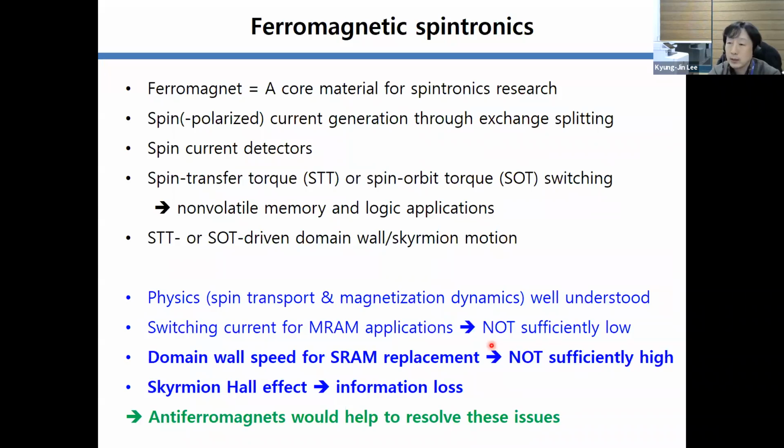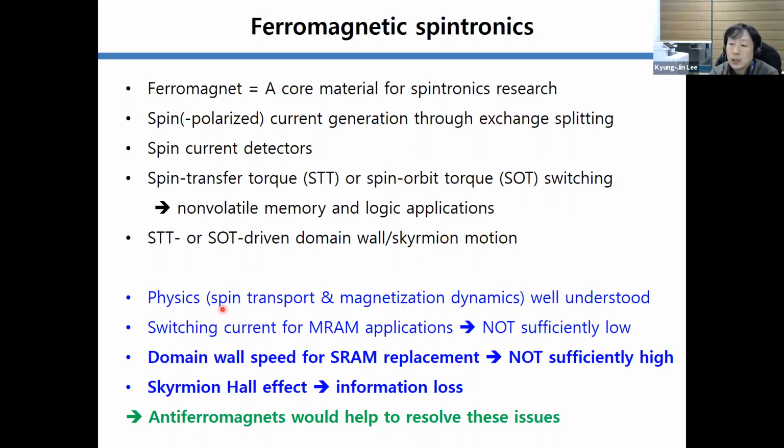All these fundamental and application research areas are mostly based on ferromagnets, because a ferromagnet is a good spin current generator, and also a very good spin current detector. And we know that using spin transfer or spin-orbit torque, we can switch the magnetization, which is useful for non-volatile memory and logic applications. And they can also move domain walls and skyrmions. Because of this long history of research, the physics of spin transport and magnetic dynamics in ferromagnets is more or less understood.